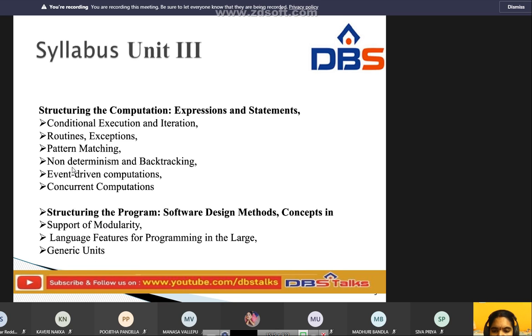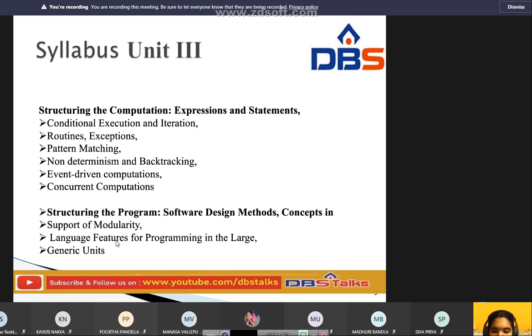In this third unit we have two chapters. The first chapter is structuring the computations, with expressions and statements. Next chapter is structuring the program. In that you have to know about software design methods, concepts in support of modularity, language features for programming in the large, and generic units. These are the topics you have to know in unit 3.